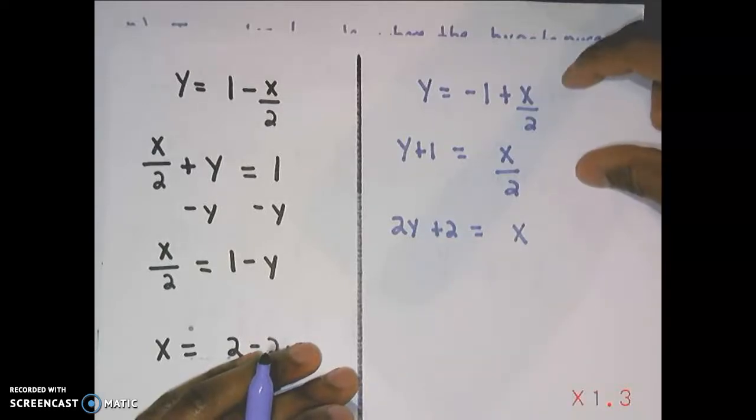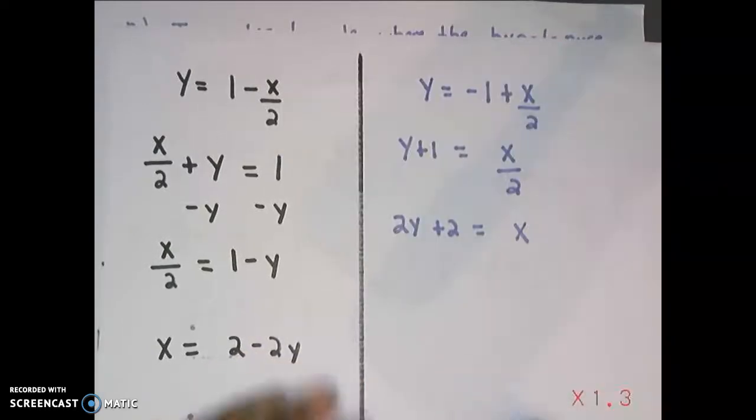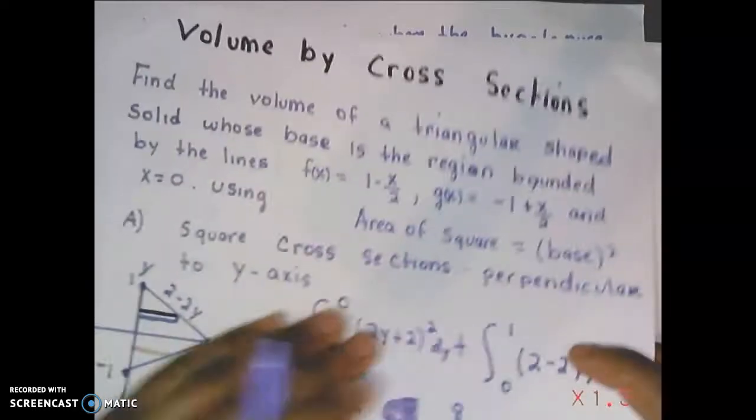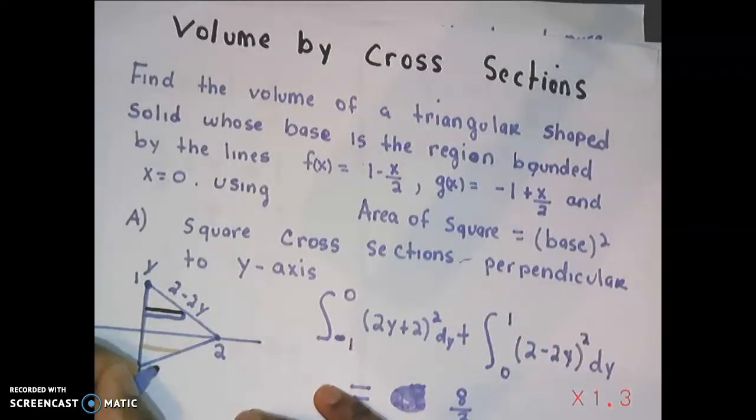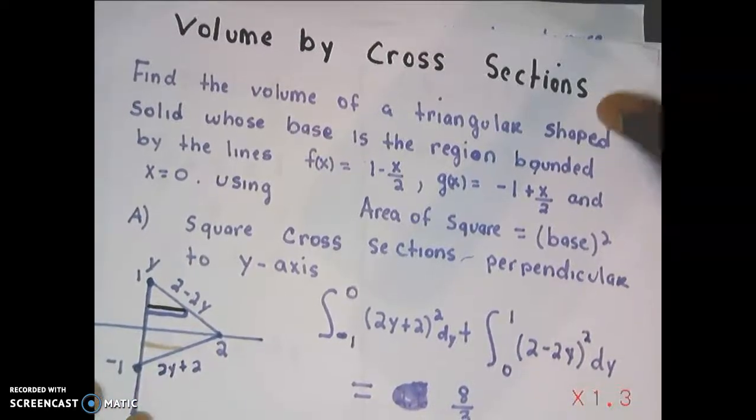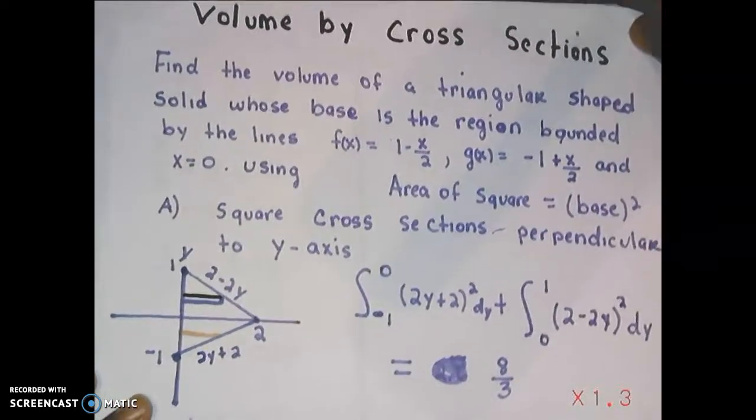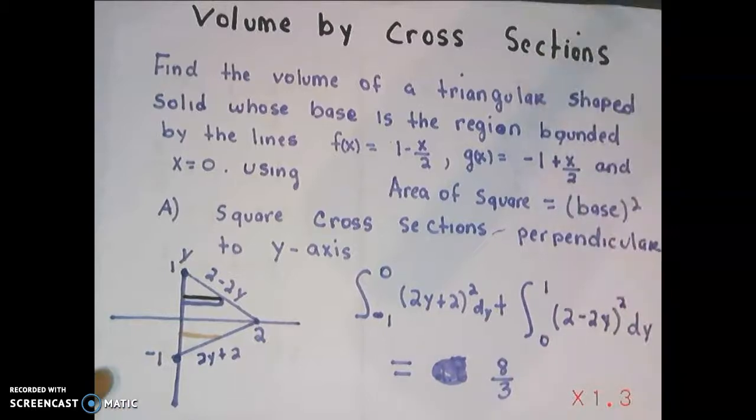I'm not going to go through this one because it follows the same pattern. And so this lower function is going to be 2y plus 2. So now I need to go ahead and find the volume.